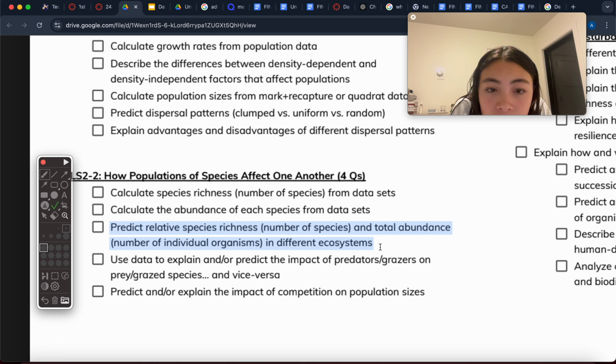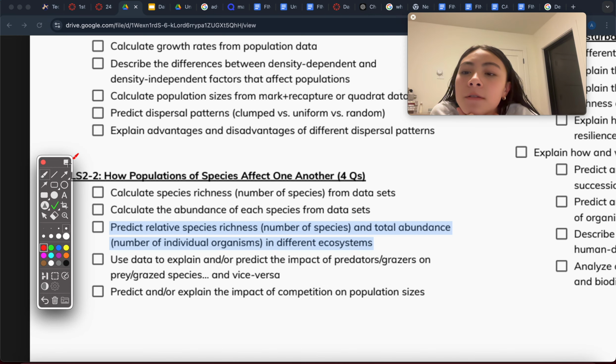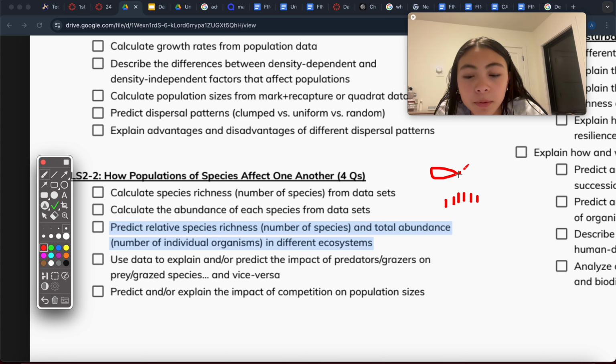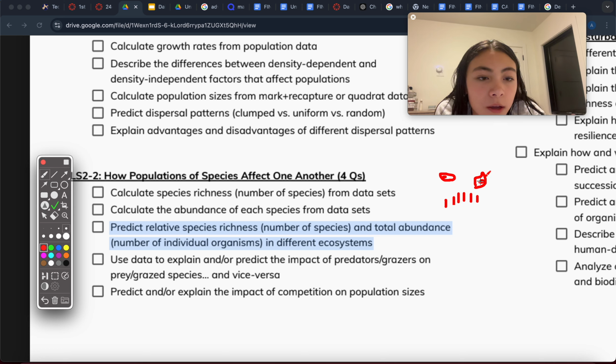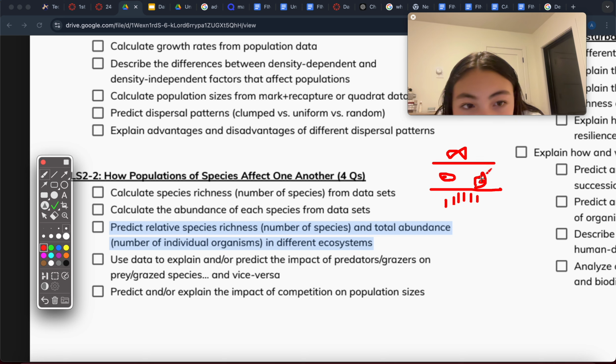Use data to explain or predict the impact of predators, grazers. Okay, so I think what this is saying, let's say there's the grass. Should I do fish? I'm going to do fish. That's seagrass, or sea plants, and then you have the microscopic organism things. And then you also have the fish. So this is kind of the food hierarchy, I guess, species hierarchy. I don't even know if that's right.